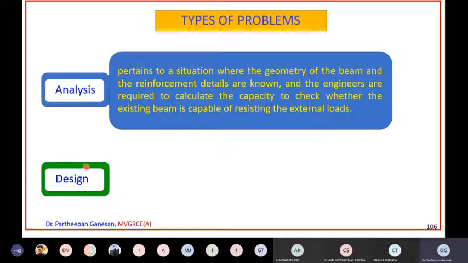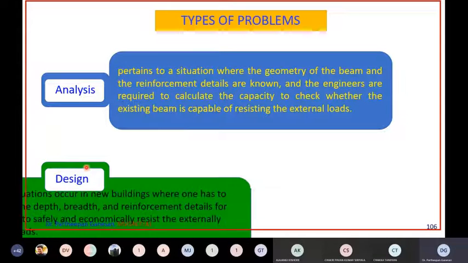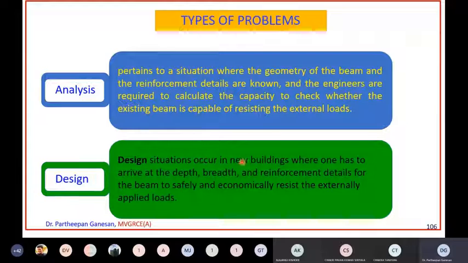And in the second type of problem, they will give you the span of the beam and the load acting on the beam, and they will ask you to design. A design situation occurs in a new building where one has to arrive at the depth, breadth and the reinforcement detail for the beam to safely and economically resist the external applied load. So if you are finding the breadth, the depth and the reinforcement area, that is called design. If you are finding out the moment resistance capacity or the load that can be carried, that is called an analysis problem.